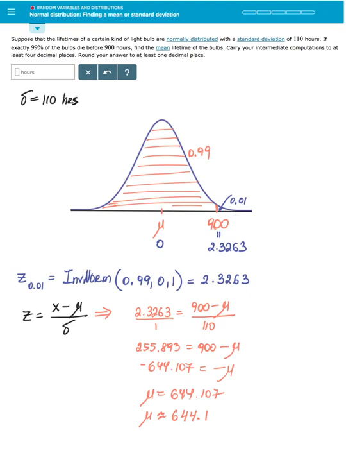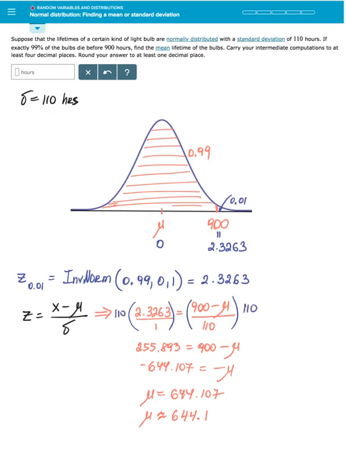as the z-score that separates 99% of data on the left from 1% of data on the right side. Now that I know the z-score, I will input it into this equation as well as x of 900 hours and sigma of 110 hours. This yields the following equation. I think it may be useful if I clarify what happens next. I have an equation that has fractions, and I would prefer to clear fractions, so I'm going to multiply both sides of this equation by the denominator of 110.